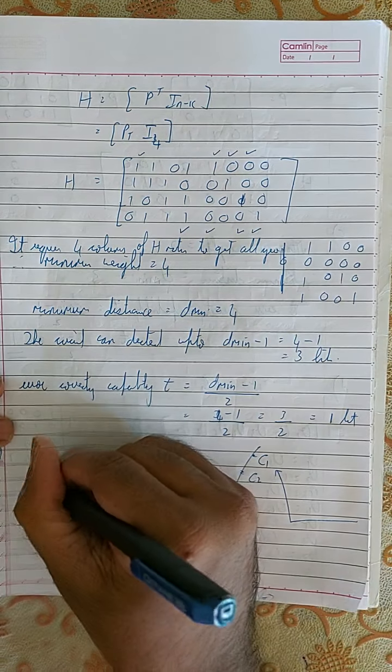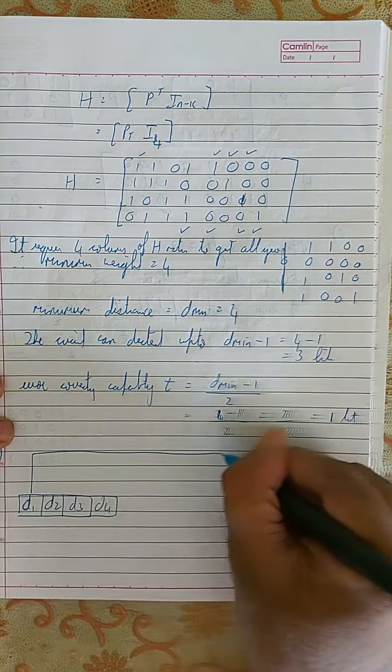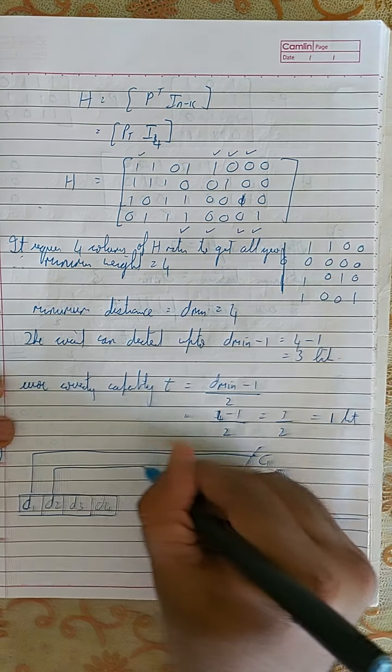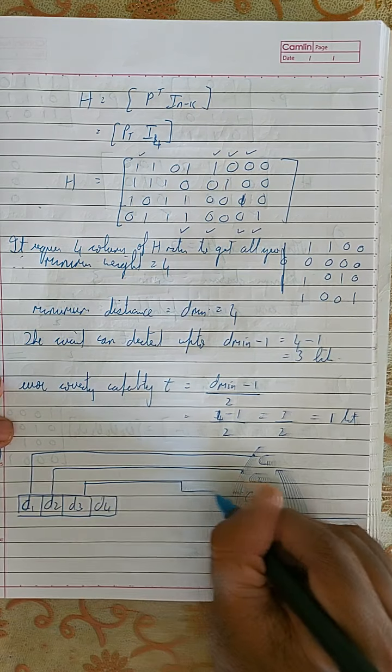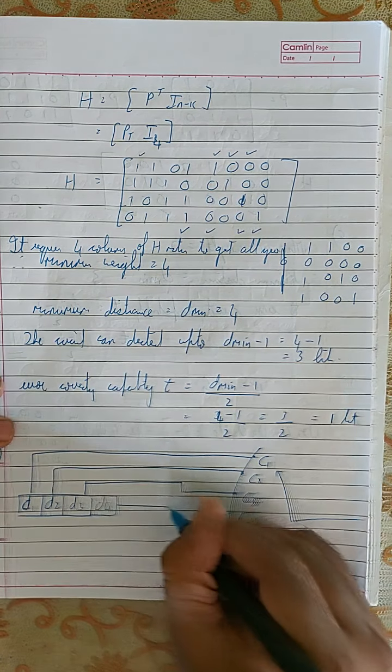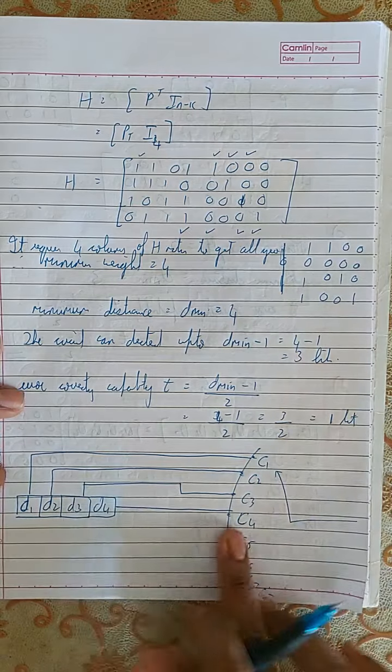So you know the equation for C1. C1 is equal to D1. C2 is equal to D2. C3 is equal to D3. And this is D4. C4 is equal to D4.